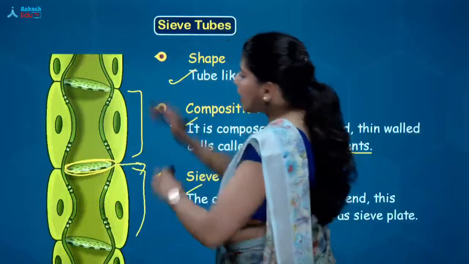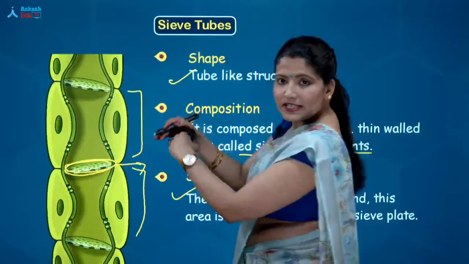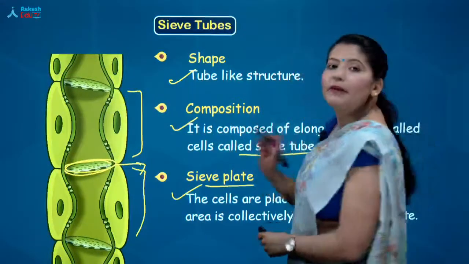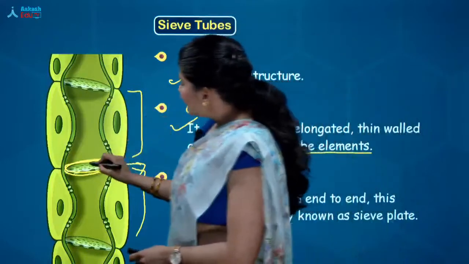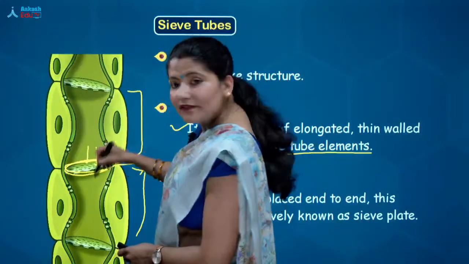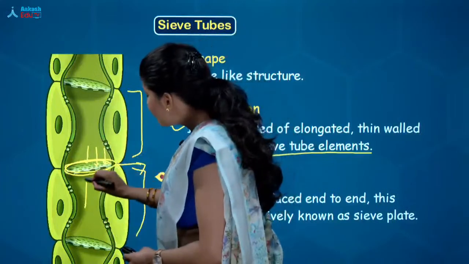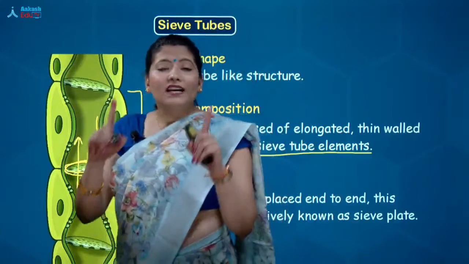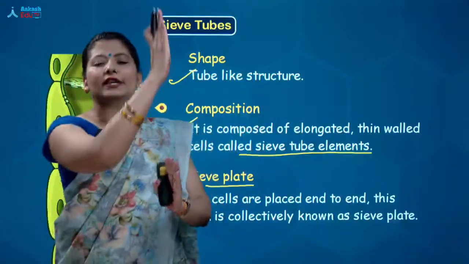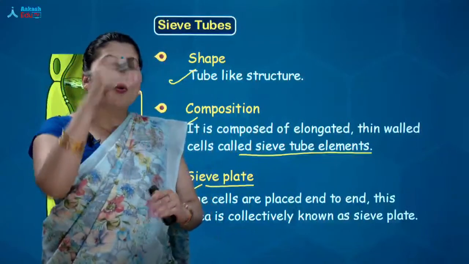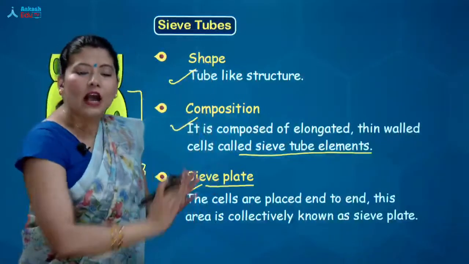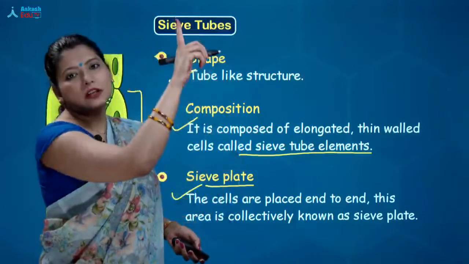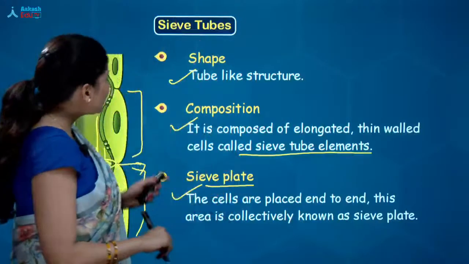You can see where two sieve tube cells sit upon each other, they form the sieve plate. And you can see this is perforated. Pores are present, and because of the presence of pores, our food can move in both directions. Always remember, xylem conducts in a unidirectional way, but phloem can conduct in both directions, upward as well as downward, while xylem conducts upward only. Always remember this point.